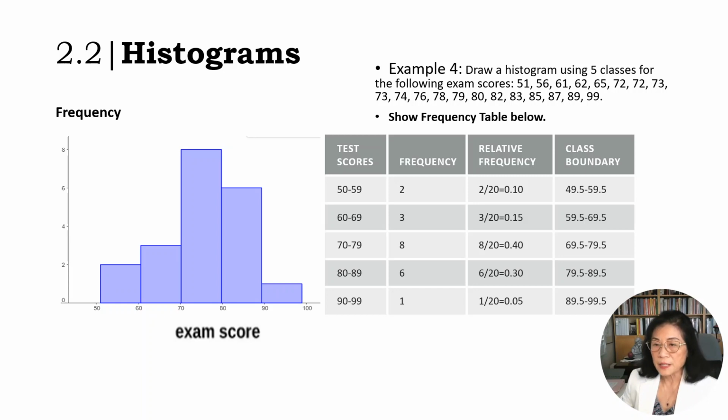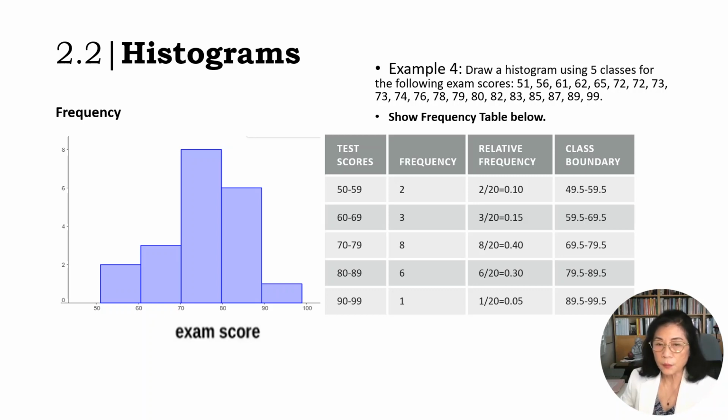And class boundary: when we try to draw the histogram, you can see all the rectangular bars next to each other. There's no gap in between. So that's how we handle the problem of the 50 ending at 59. Between 59 and 60, we have 1 unit apart here. But with class boundary, we solve the problem.